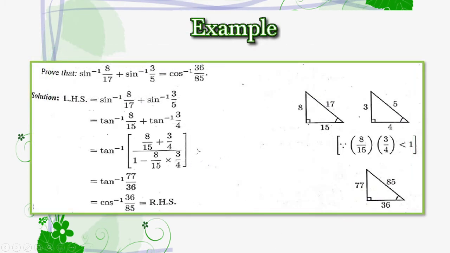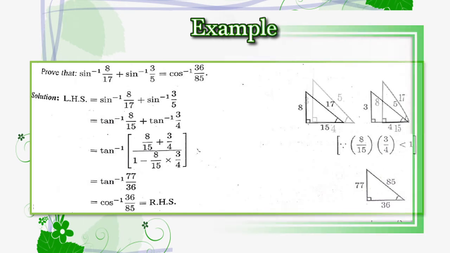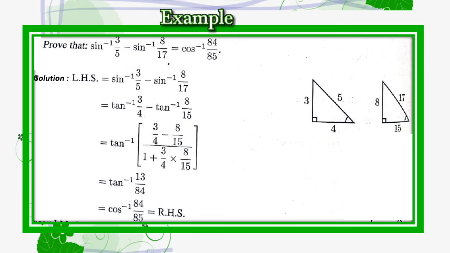Same way, this example also, I'm not going to discuss it. You can do it yourself, or otherwise you can pause the video and see the steps. Here also, same way, first of all, we have to convert the given ratios. We have to write them in terms of tan, and then we can convert it into cos.